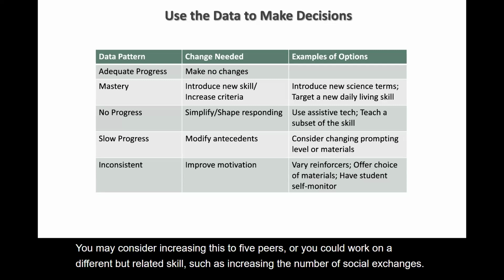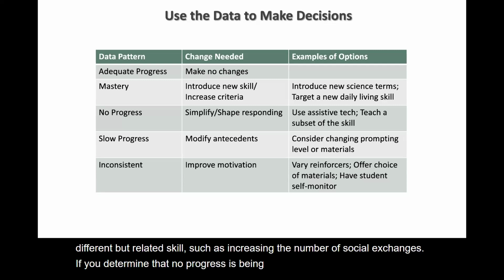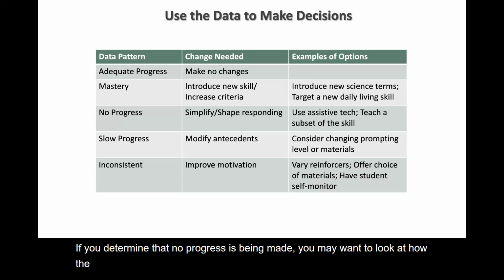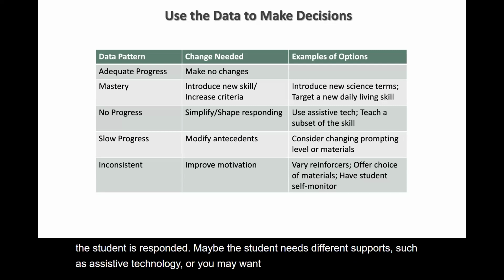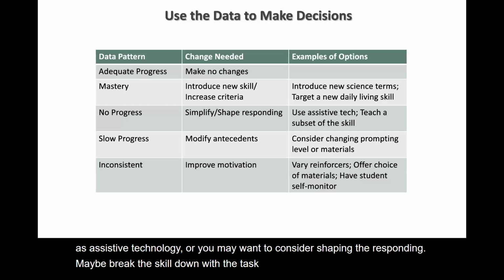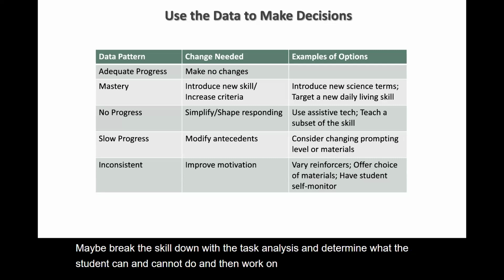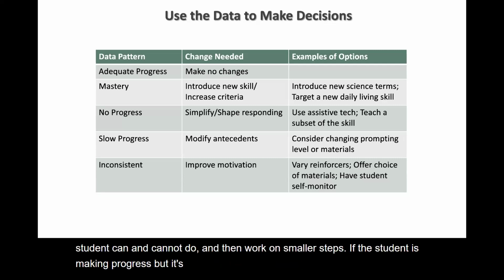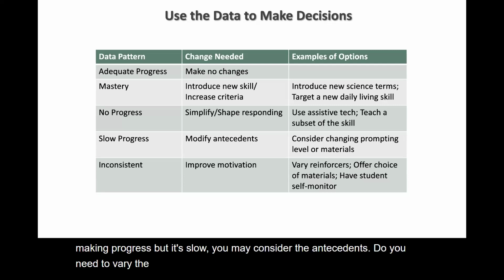If you determine that no progress is being made, you may want to look at how the student has responded. Maybe the student needs different supports, such as assistive technology. Or you may want to consider shaping their responding. Maybe break the skill down with the task analysis and determine what the student can and cannot do, and then work on smaller steps. If the student is making progress, but it's slow, you may consider the antecedents. Do you need to vary the prompting level or provide additional supports, like a visual support or social narrative?